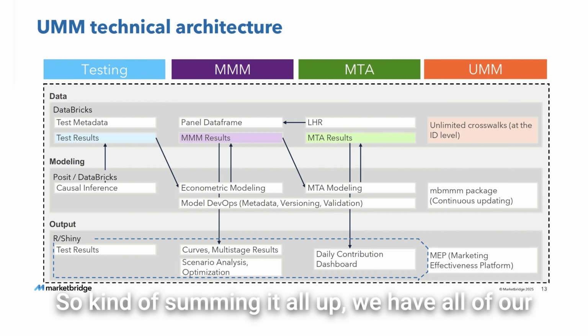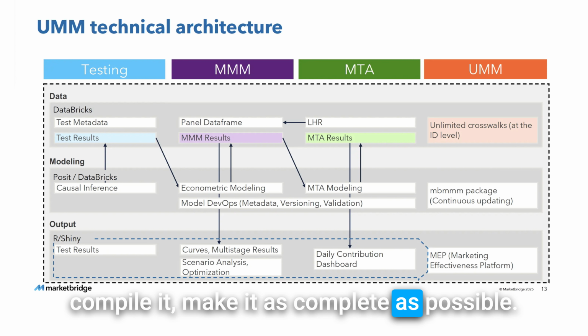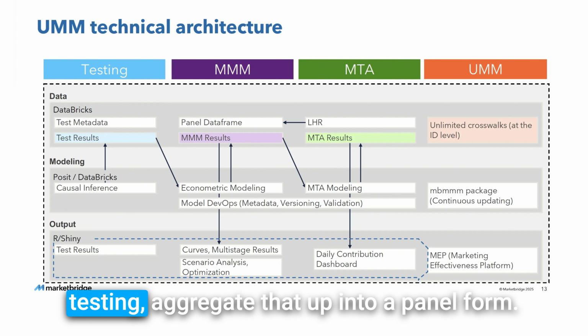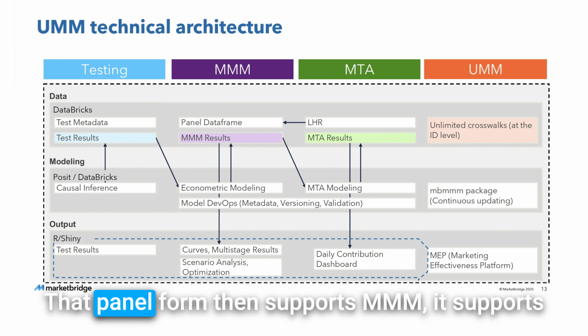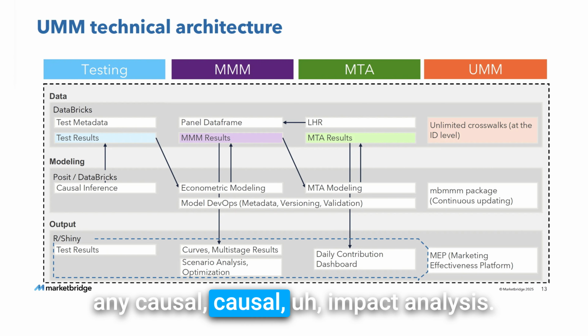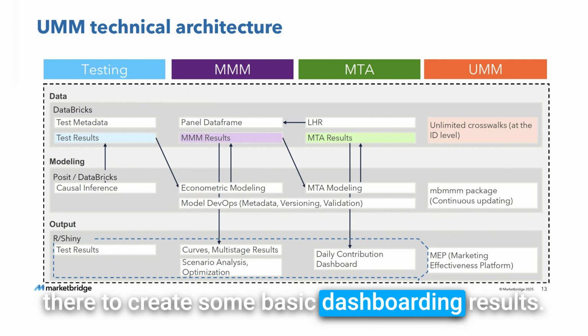So kind of summing it all up, we have all of our event level individual data going into an LHR, compile it, make it as complete as possible. That's used for MTA and any individual level testing. Aggregate that up into a panel form. That panel form then supports MMM, it supports geo level testing, and it supports potentially any causal impact analysis. And then obviously you can aggregate further up there to create some basic dashboarding results.